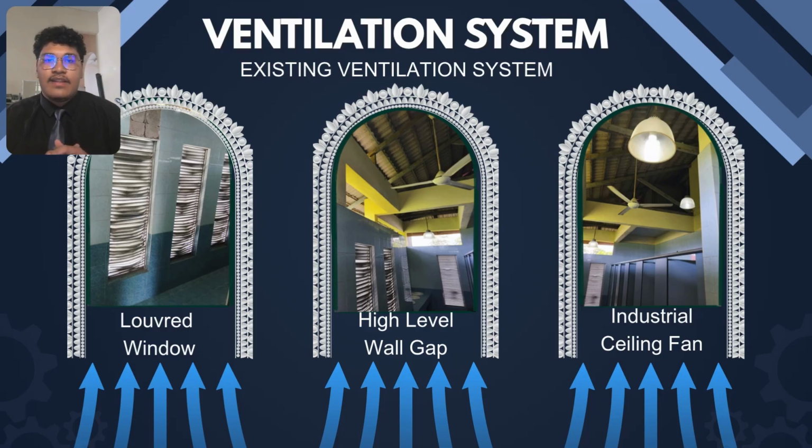High-level wall gaps and clerestory openings are the second existing ventilation system, situated directly beneath the roof. They serve as the primary exhaust zone and act as a natural ventilation system, allowing hot, humid, and buoyant air to escape freely from the structure. And lastly is the industrial ceiling fan, suspended from the exposed roof truss. This mechanical component acts as an air circulator. Its primary function is to increase the local air velocity over the occupants, enhancing evaporative cooling.